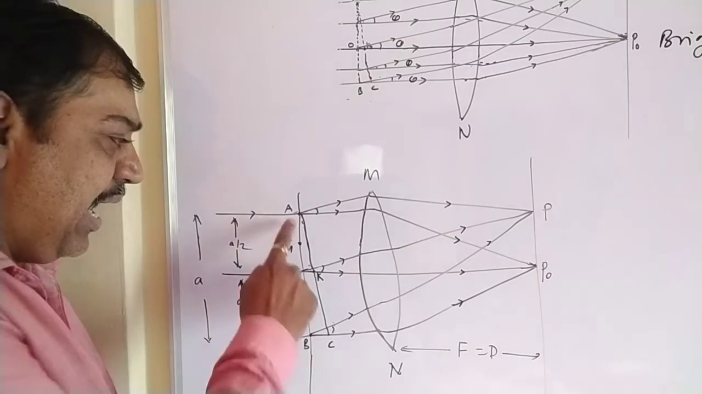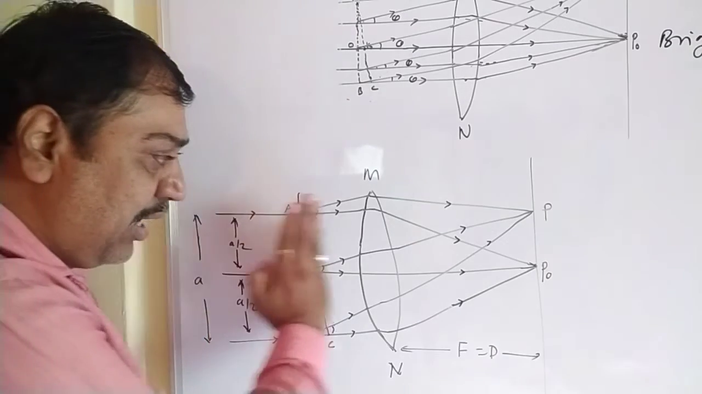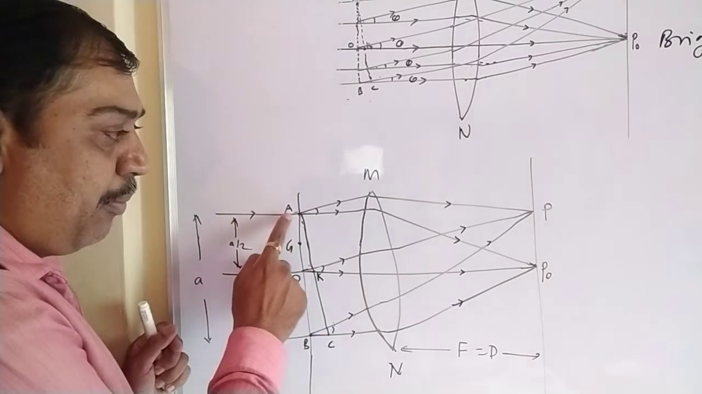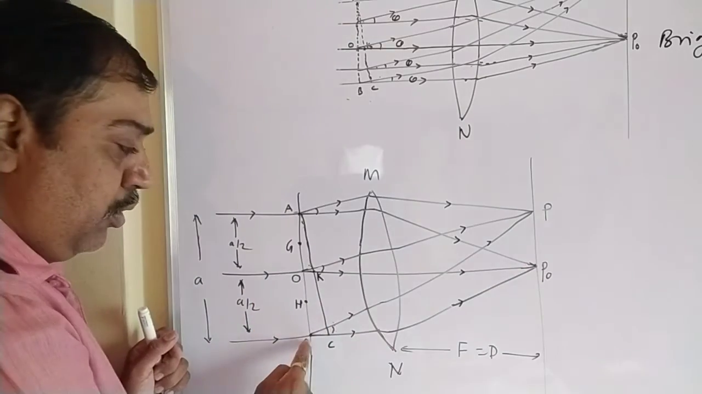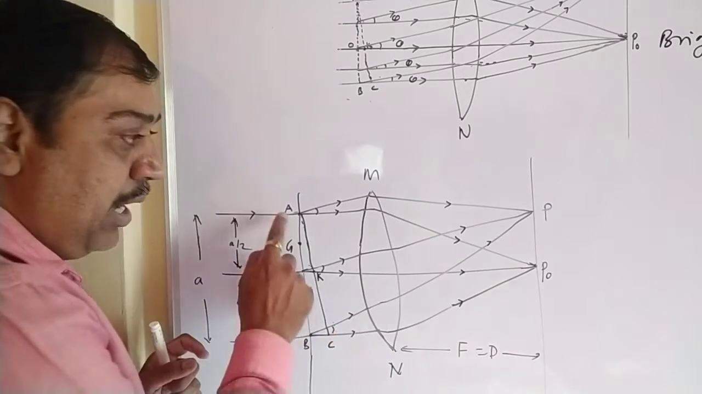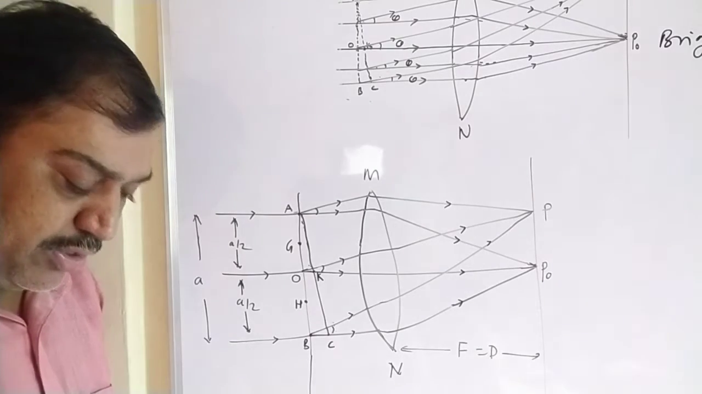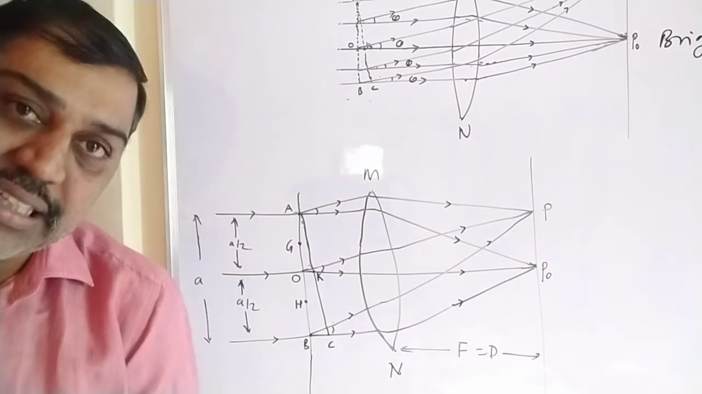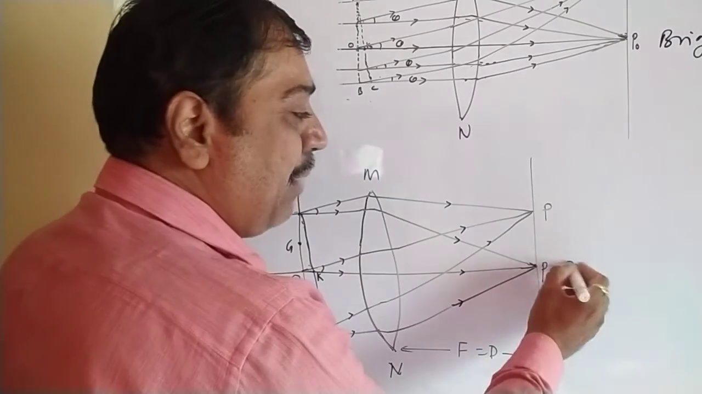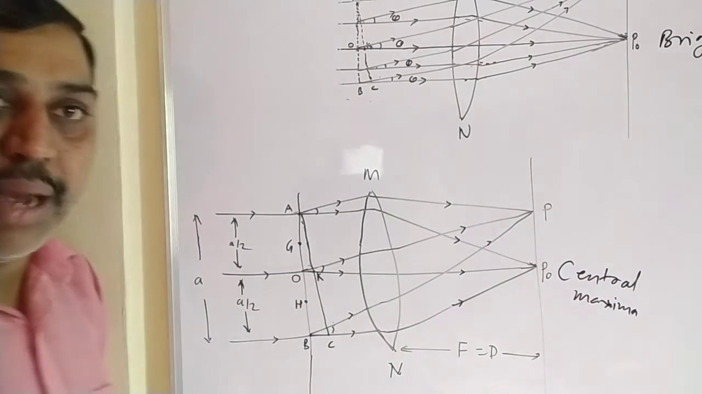Let us suppose here AB is a plane wavefront, incident on the lens like this. Now the light rays coming from A to P0, AP0 and BP0, come in phase, or we can say the path difference is 0. So AP0 minus BP0 comes to be 0. Path difference is 0 means the point P0 has the bright intensity, and that is said to be the central maxima, the central maximum intensity point in the diffraction pattern.